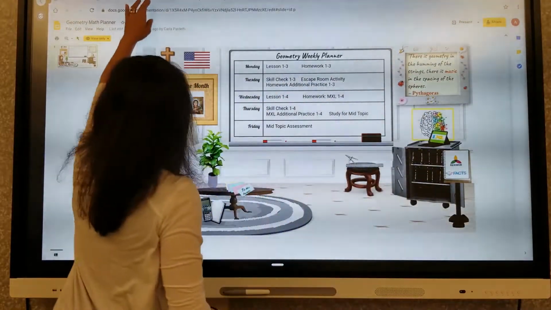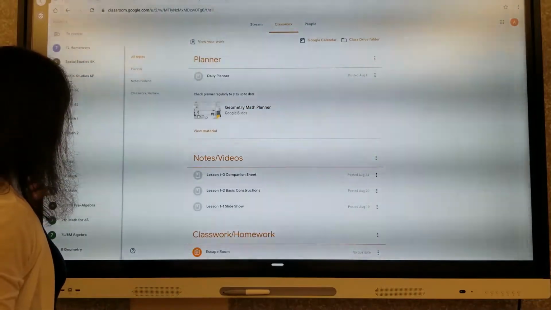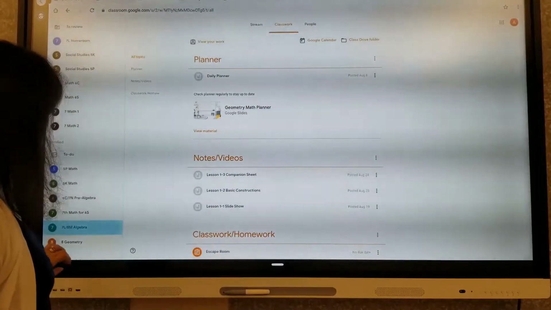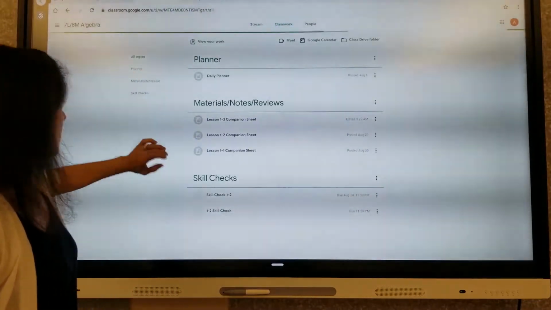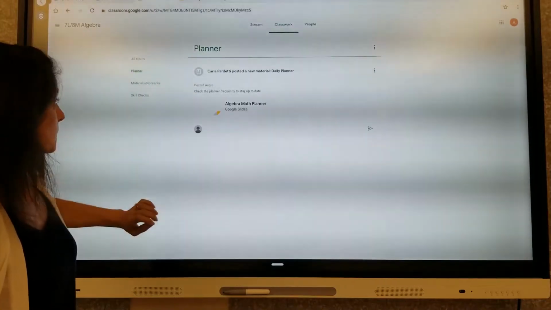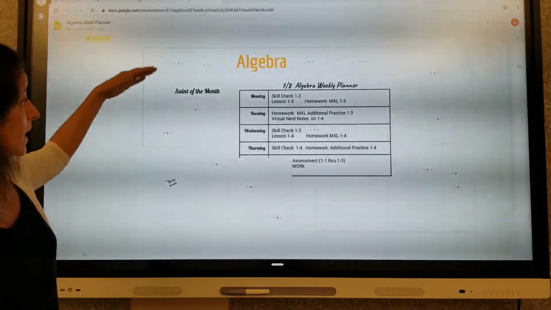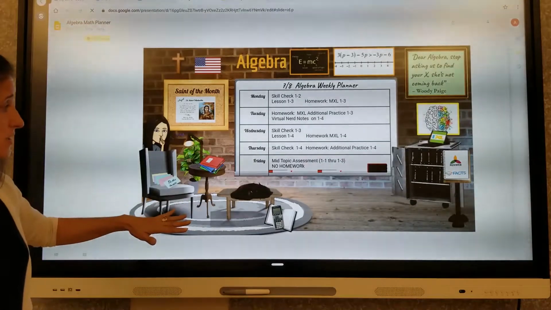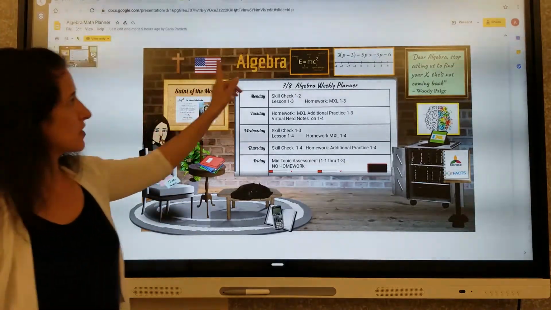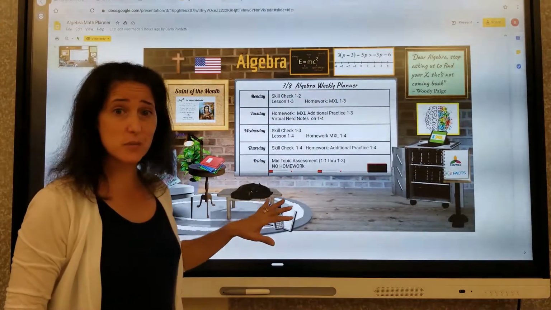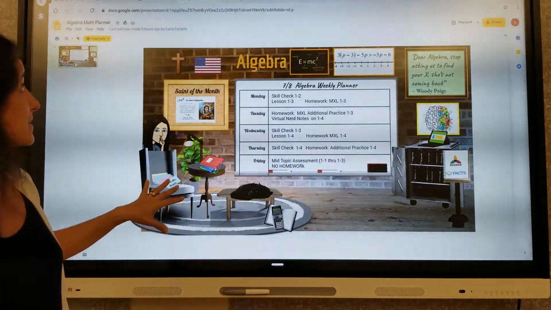If I go to the planner for algebra, we're going to find that it's very similar. So if I go to my algebra stream, and I go to my classwork tab, and I go through here, the planner, also very similar, and the students will be able to see everything that they have this week, also mid-topic coming on Friday. There are other links throughout the room, and the other links take them to different things, different topics or videos that we may be talking about in class.